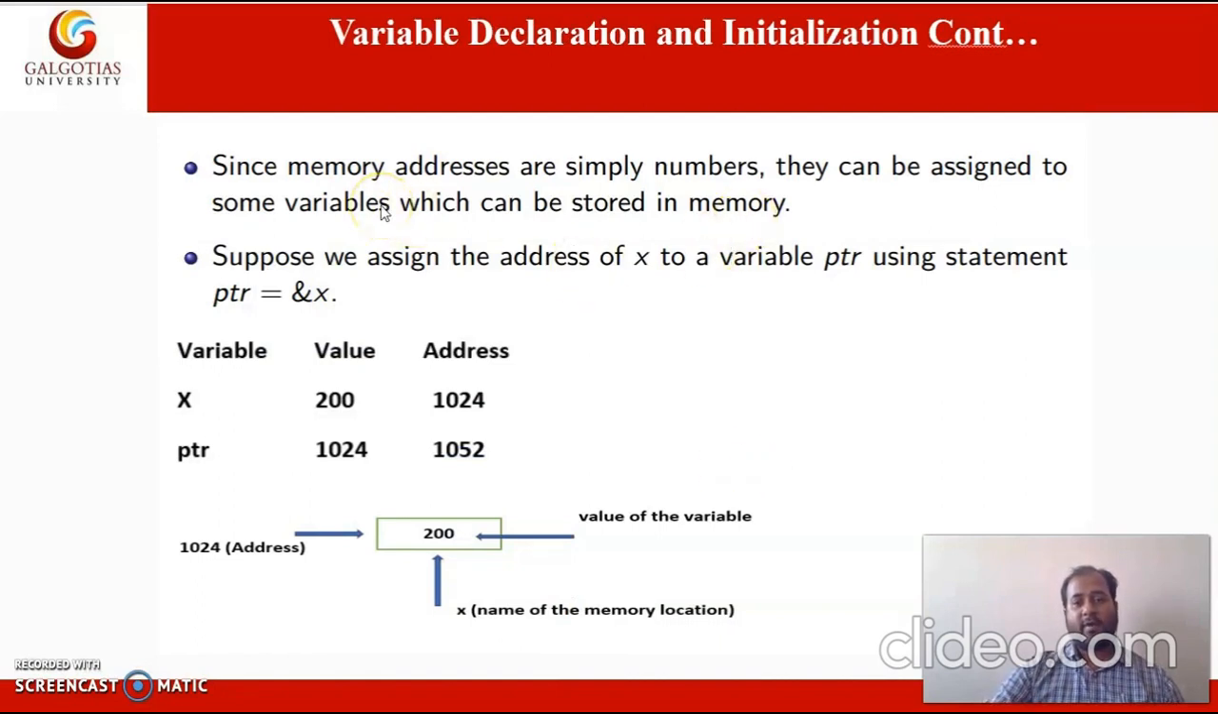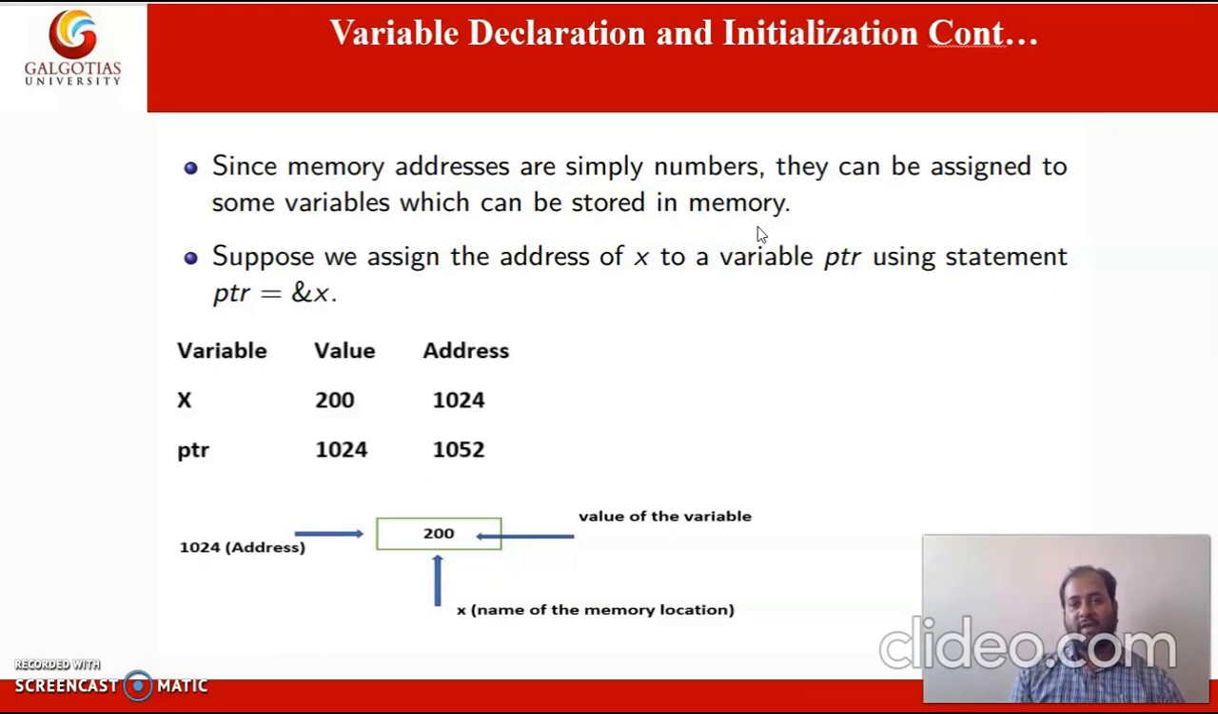Since memory addresses are simply numbers, they can be assigned to some variable which can be stored in memory. What do we mean by this? Here, basically a pointer is a variable which can store the address of a variable. So definitely it has an address.